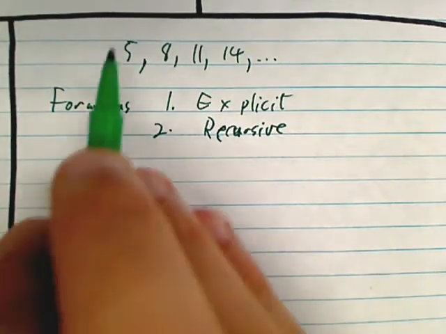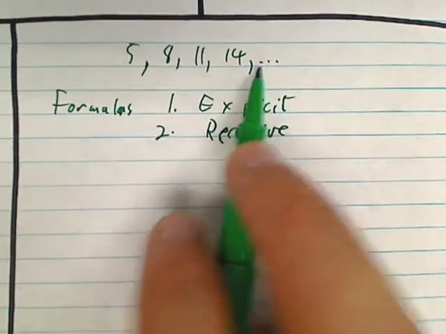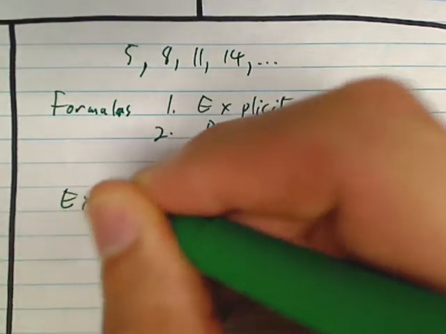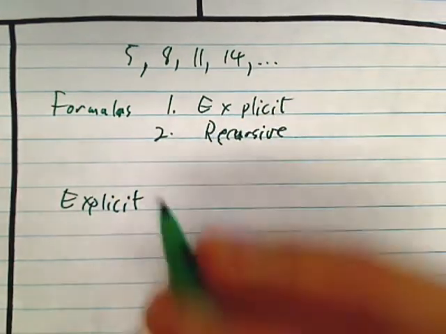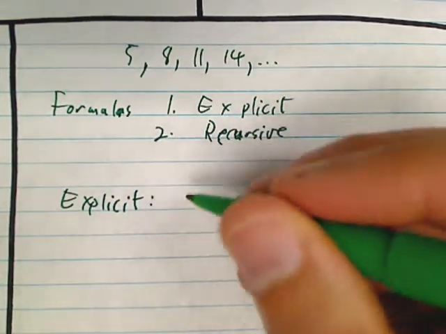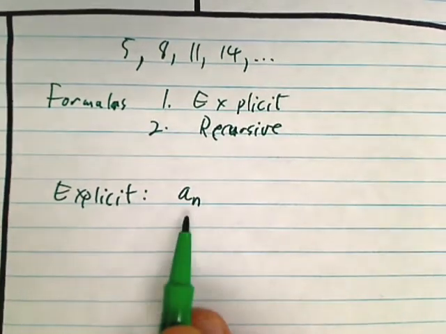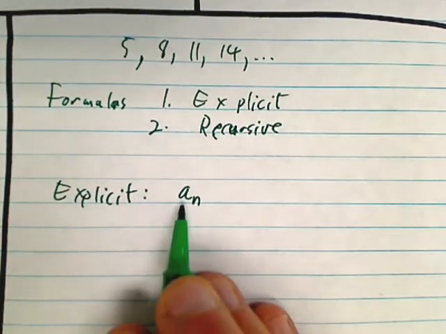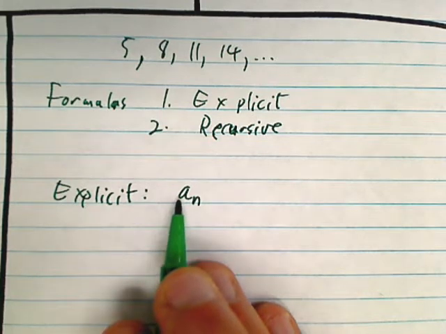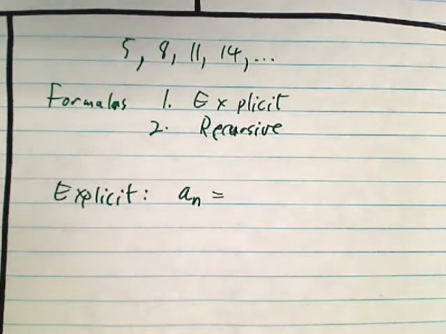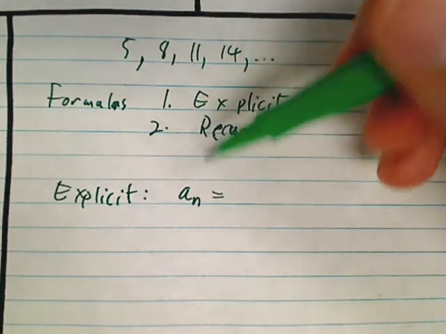Okay, so for this pattern, the explicit formula is pretty easy. Let me first note how we write this. I'm going to start with a sub n. It's an a with a little n, and that's kind of like the f of x notation, except an a with a little n instead of the x in parentheses. Okay, well, what does it equal?